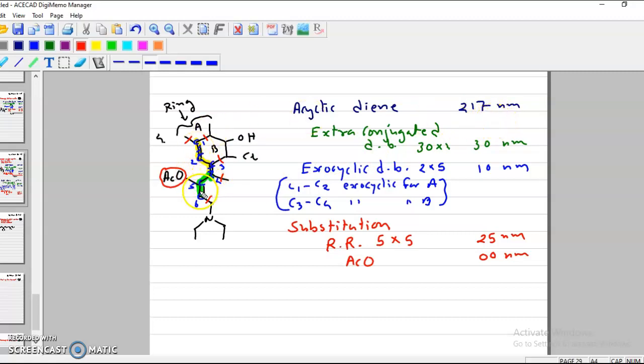The extra conjugated double bond is 1, therefore we take 30 nanometer for this. This C1 C2 bond is exocyclic for the A ring. The C3 C4 double bond is exocyclic for the B ring. So a total of 2 exocyclic double bonds, 10 nanometer. Then substitution ring residues 1, 2, 3, 4 and 5. So 25 nanometer for that. For the OAc substitution we take nothing. So the total of all this will be lambda maxima. That will be the absorption wavelength of this compound. So this way we can calculate lambda maxima for this system.